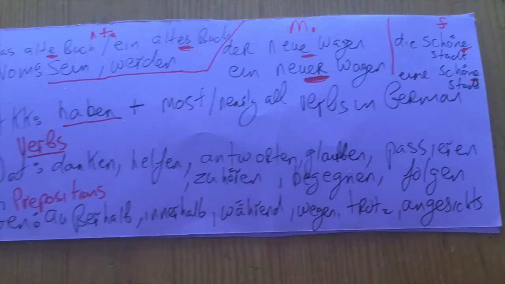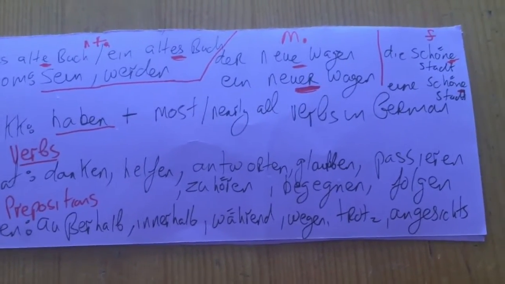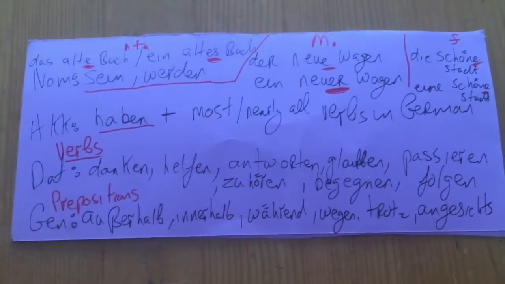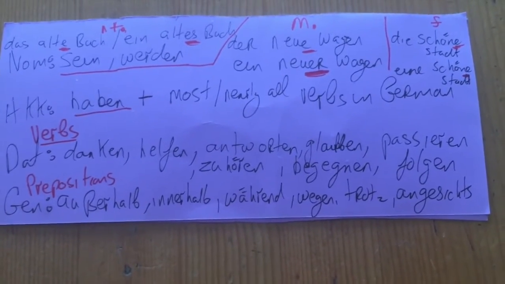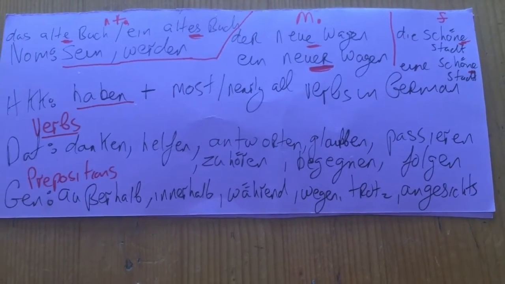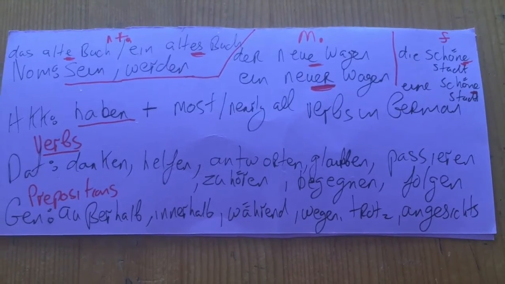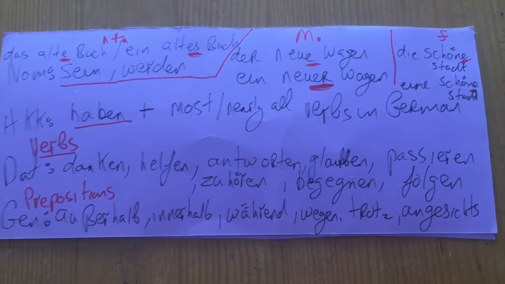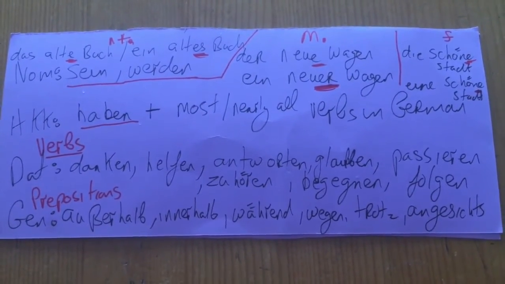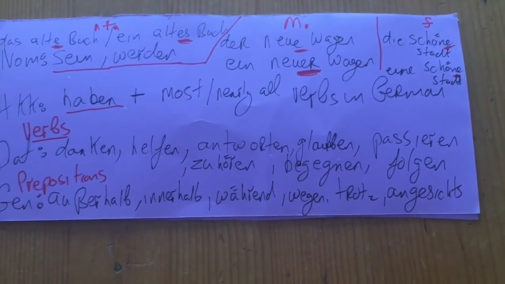For dative, again, certain verbs take the dative case. So danken, helfen, antworten, glauben, passieren, zuhören, begegnen, und folgen. And then I have a separate video discussing certain verbs that historically took the genitive case and still do for philosophical or literal meanings, but a lot of people would use the dative case in the genitive's place. Yet there are some prepositions that take the genitive case, which would be außerhalb, innerhalb, während, wegen, trotz, und angesichts.